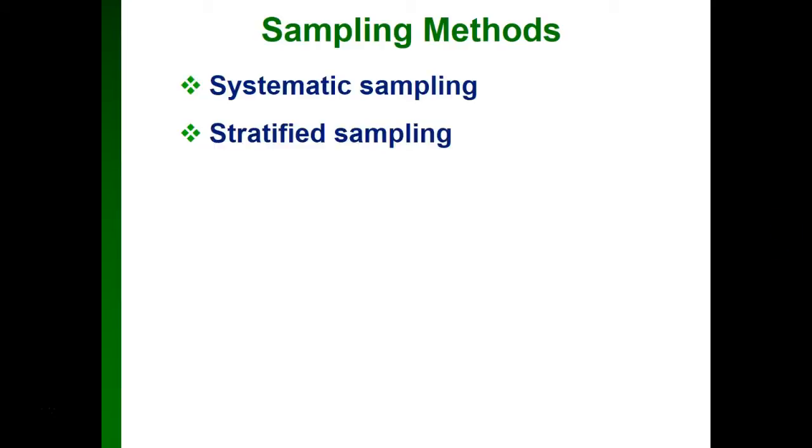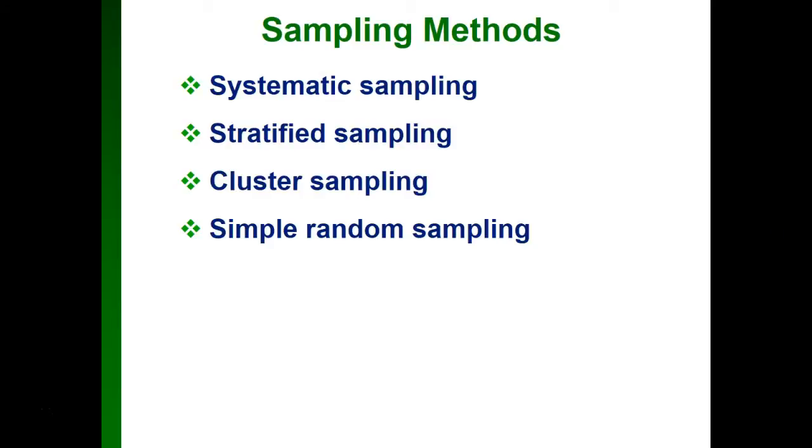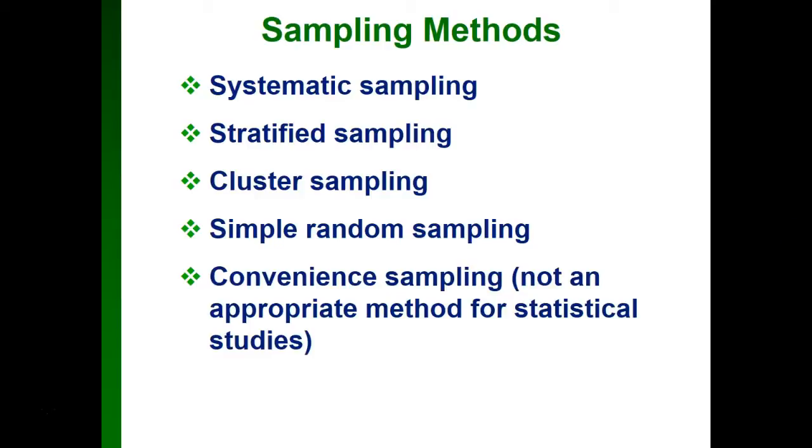Here's some different sampling methods: systematic sampling, stratified sampling, cluster sampling, simple random sampling, and convenience sampling. Note that convenience sampling is not an appropriate method for statistical studies.